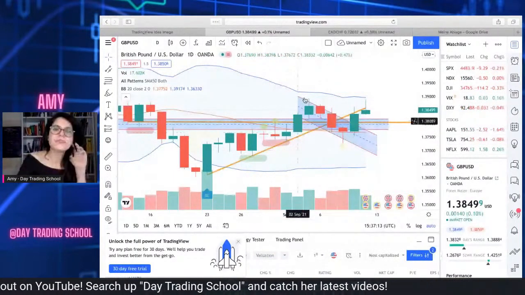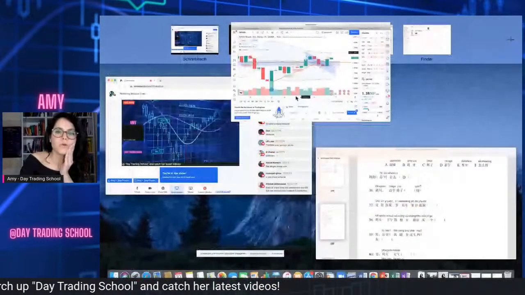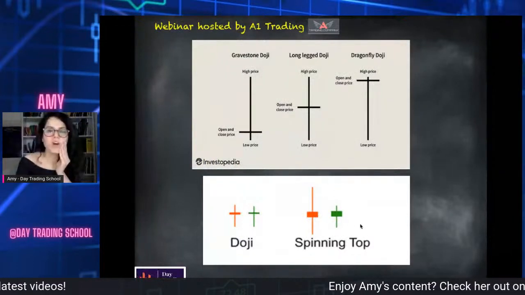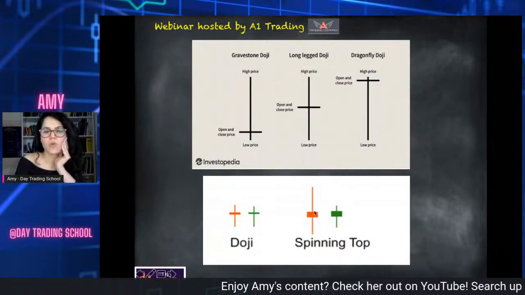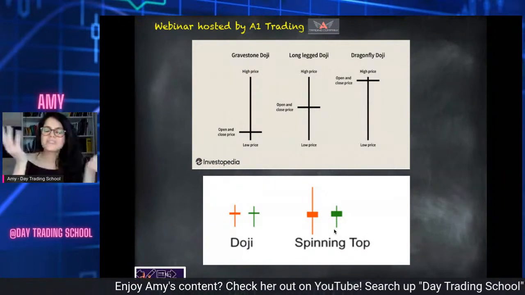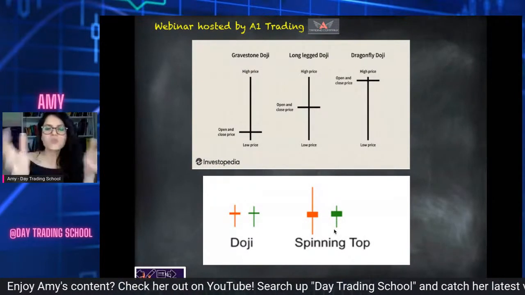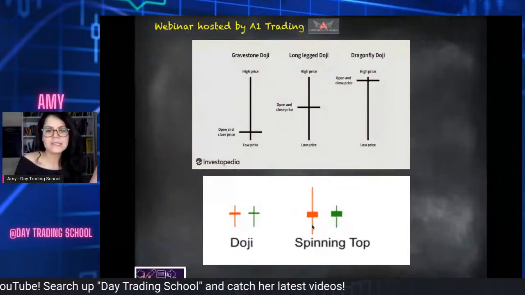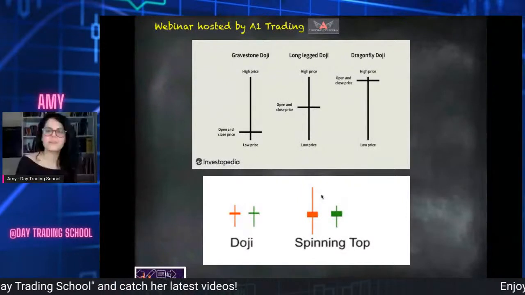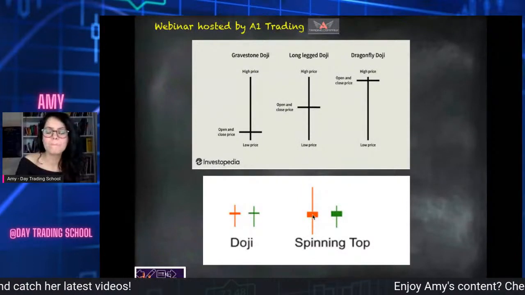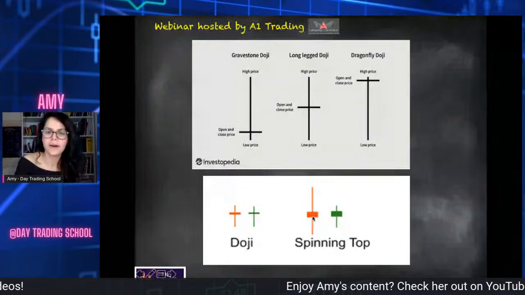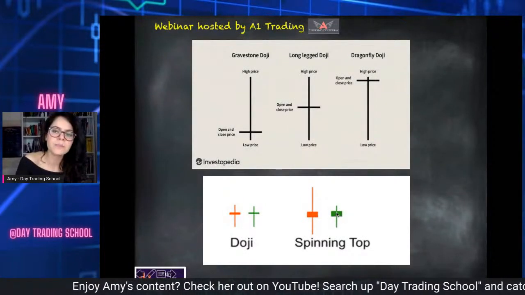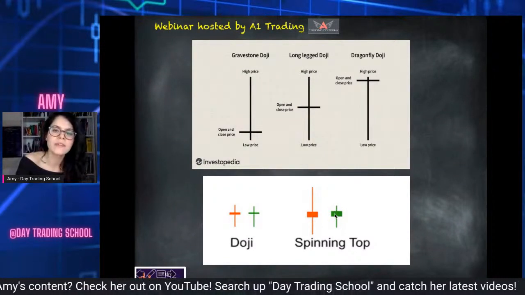Okay, then I've got another example. Exactly. Now, with a spinning top, the moment you've got a small body, you would call it a spinning top. But as I said, the name is not important. This one is like a question mark, and it tells you about the overall sentiment. Here you have more sellers than buyers, and some buyers are entering the market, but it's very small, so they are not that convinced.